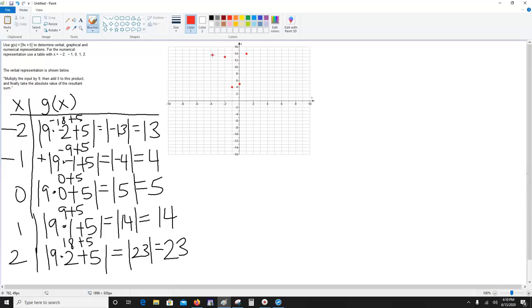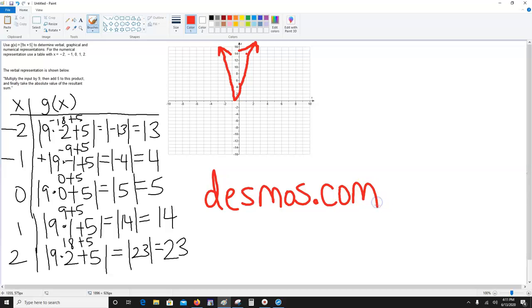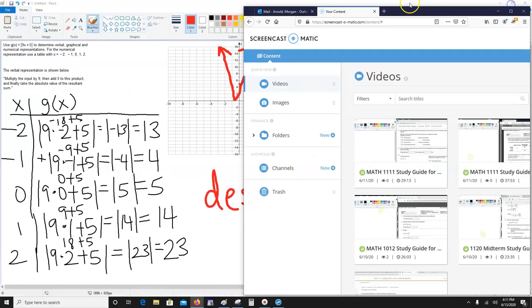So let's see here. Our absolute value function will look something like this in the shape of a V. Now you can go to a website called Desmos.com. And I'm actually going to show this to you on the same screen. Hang on just a minute.